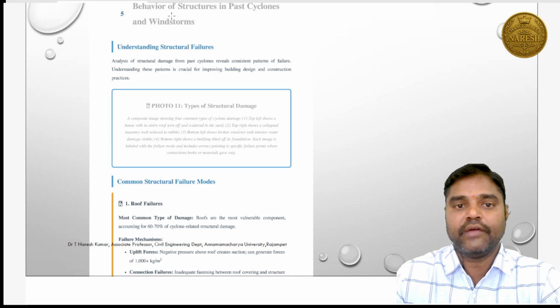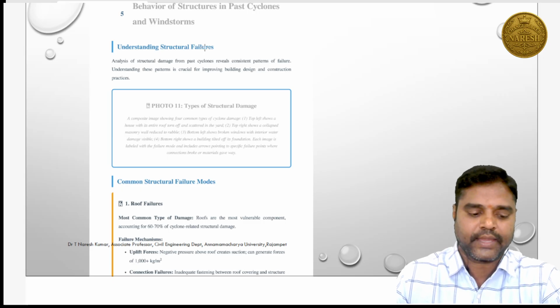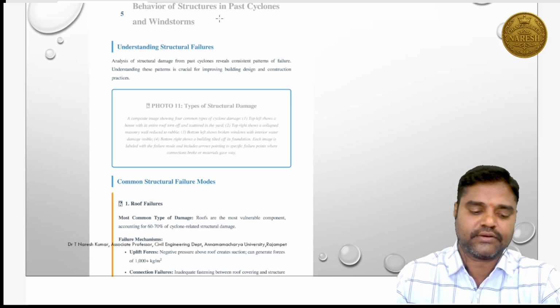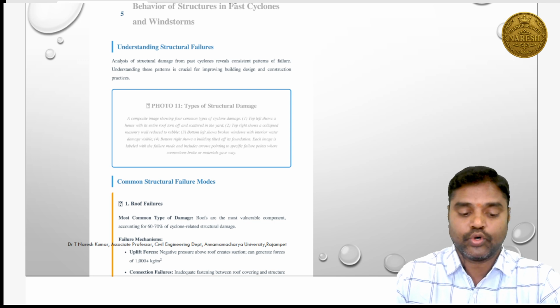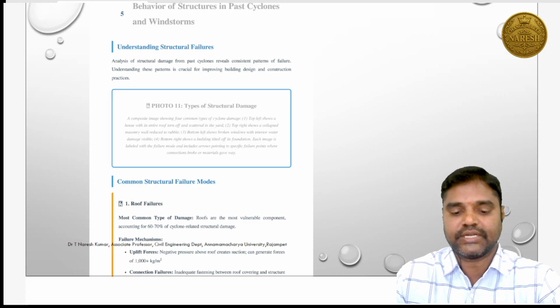It is like the behavior of structures in past cyclones and windstorms. So here, you should understand the structural failures. The behavior of structures during cyclones and windstorms is a critical field of study, as these events frequently cause extensive damage to both engineered and non-engineered infrastructure. Past disasters show that physical damage is often measured by casualties and the destruction of residential, commercial and critical infrastructure such as power grids, roads and communication networks.